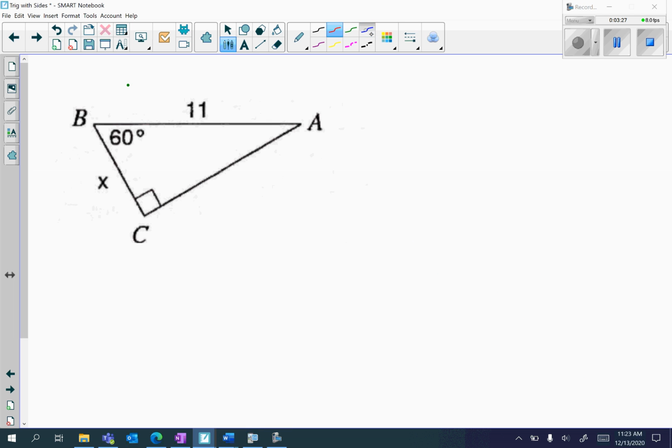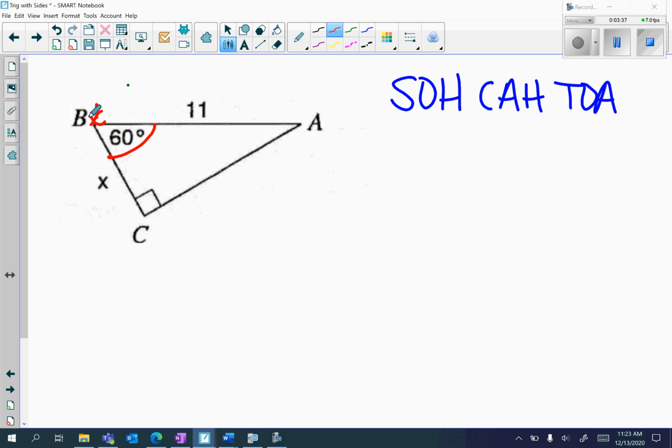Let's look at this next question. So first, I'm going to write my acronym SOHCAHTOA. I'm going to determine my central angle, which is 60 degrees, and I'm going to label opposite, adjacent, and hypotenuse. So x is next to my central angle, which means it's adjacent. The 11 is across from the 90-degree angle, so that's my hypotenuse. And AC would be my opposite. But since nothing's there, we're not going to be using the opposite.